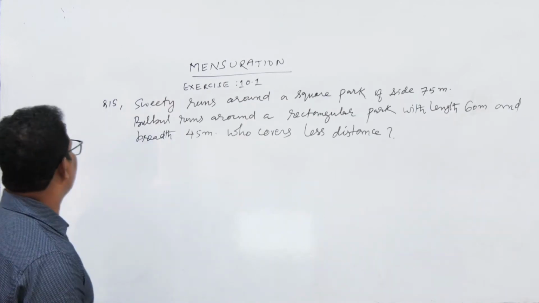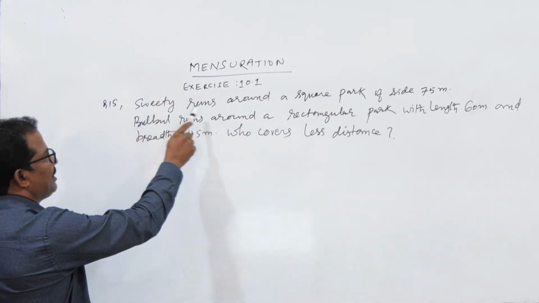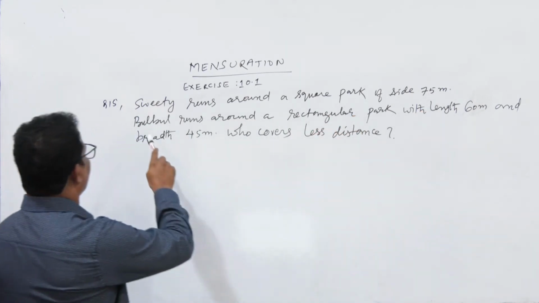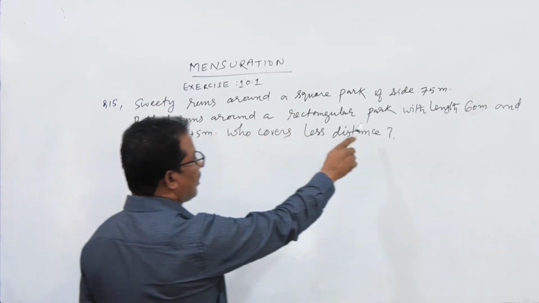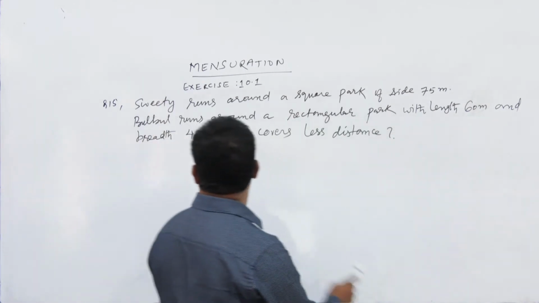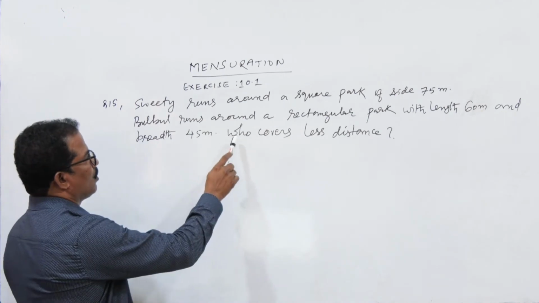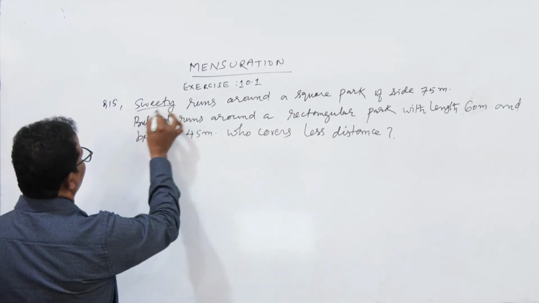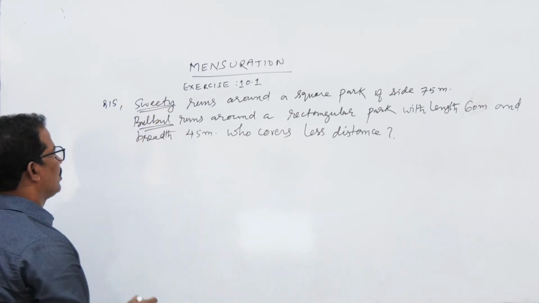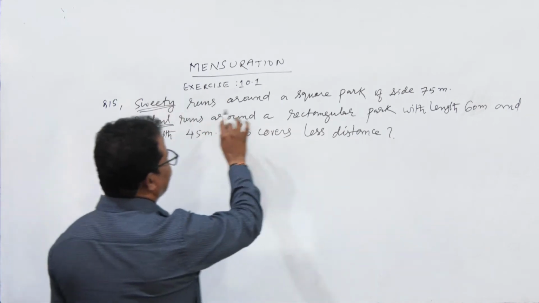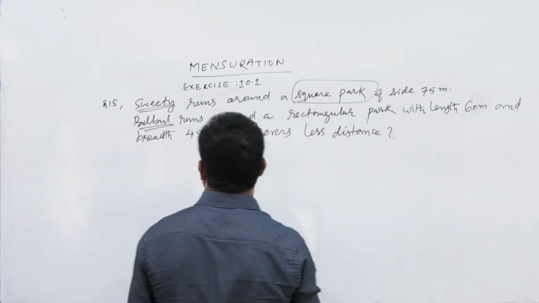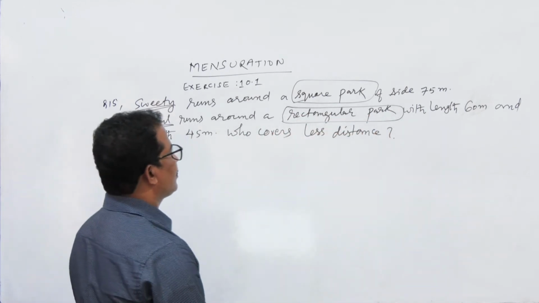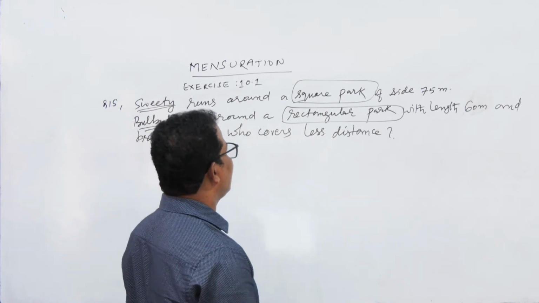Good. Now in question number 15, Sweetie runs around a square park of side 75 meter. Bulbul runs around a rectangular park with length 60 meter and breadth 45 meter. Who covers less distance? That means we are talking about two persons. One is Sweetie, another one is Bulbul. Sweetie runs around a square park and Bulbul runs around a rectangular park. There are two different figures.